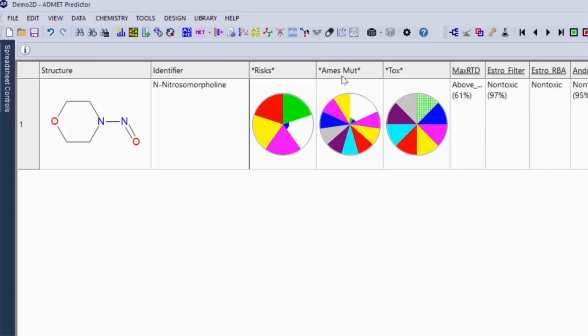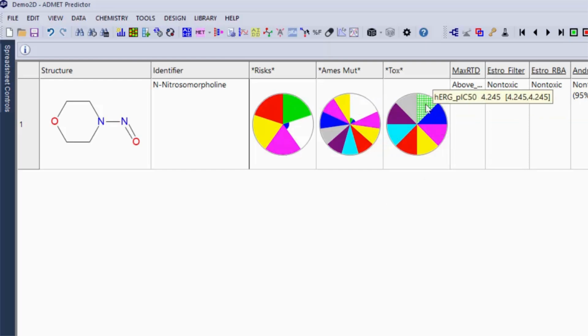If we go over to the Ames mutagenicity star plot, almost all the models predict that this compound is going to be a positive, and you would think so because it's got a nitro group in it. But the TA97 plus TA1537 is a predicted negative, and so is the one where this is metabolically activated.